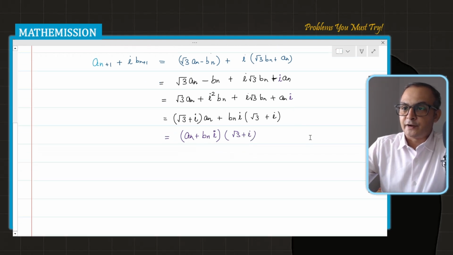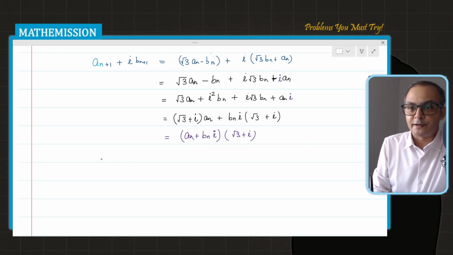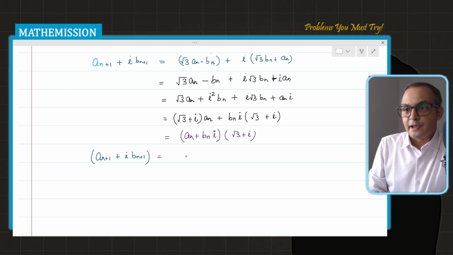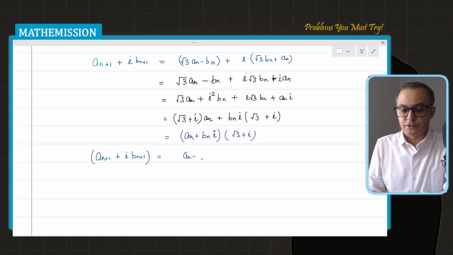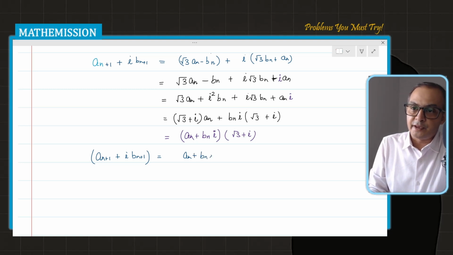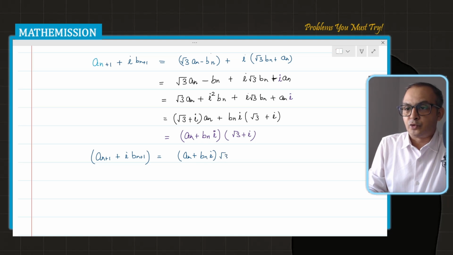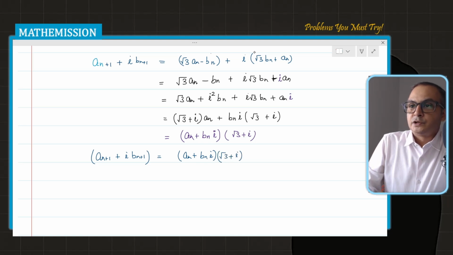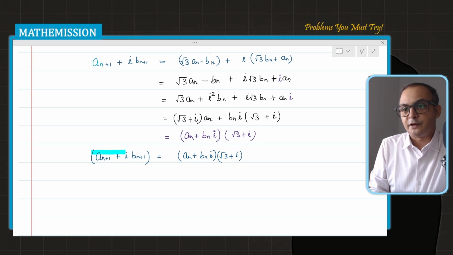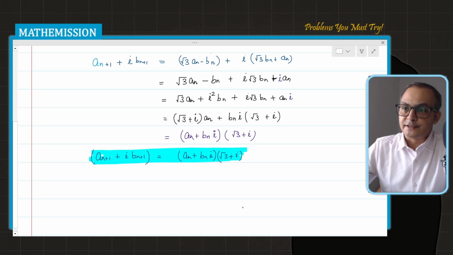Now you can identify what is happening here, and for that let me first give you some basic introduction of rotation and the scaling factor. So let me write this first: this is an plus bn i and root 3 plus i. So we have to be very careful. We have to deal with this equation, the complex number equality, smartly. And what I'm saying is this thing.